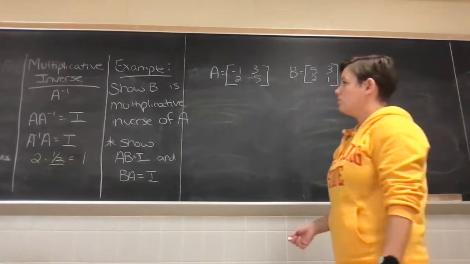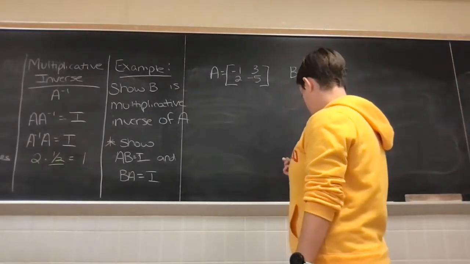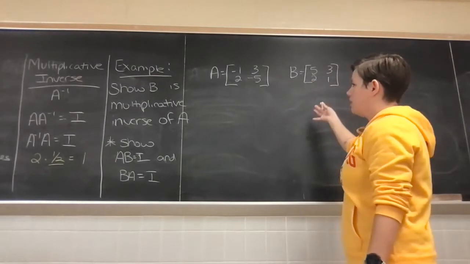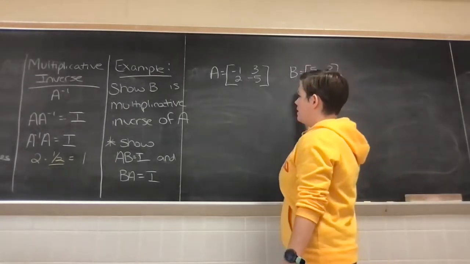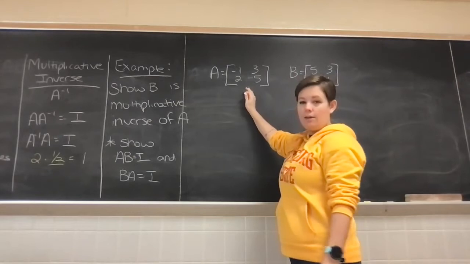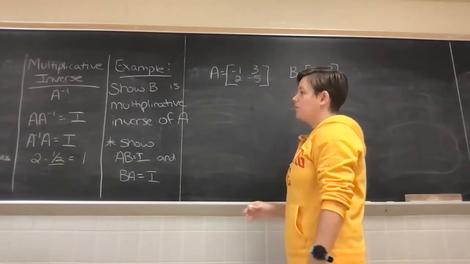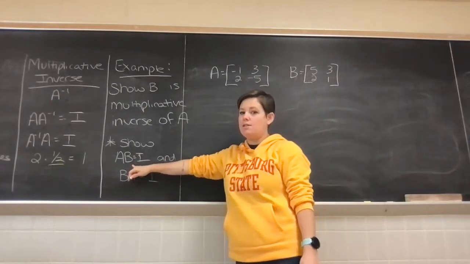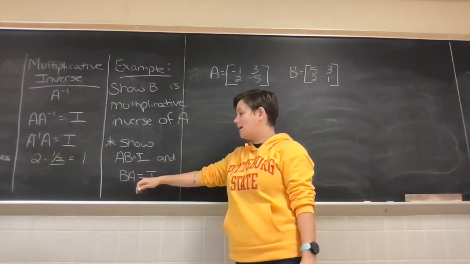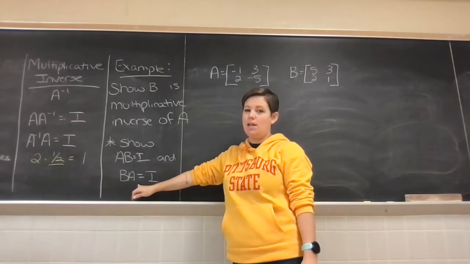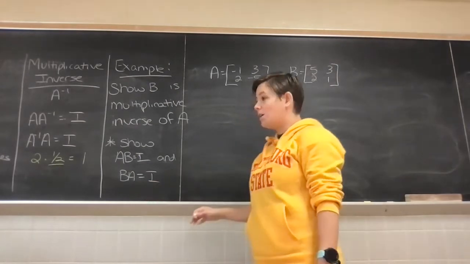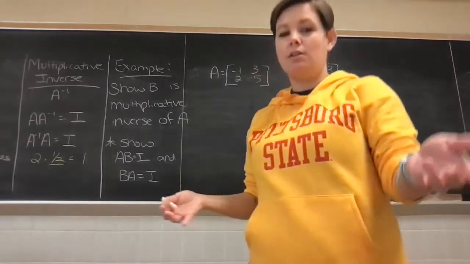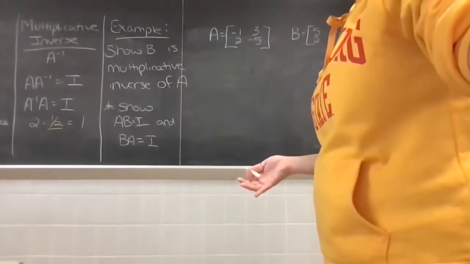So when you're working through your homework and doing problems, one of the first ones that you're going to come across is they're going to give you two different matrices, and they're going to ask you to show that B is a multiplicative inverse of A, or vice versa. So in order to do that, you have to show that A times B is the identity matrix, and you have to show that B times A is the identity matrix. Sometimes it'll work one way, but not the other. And so you really need to double check to make sure that they're going to go both ways.